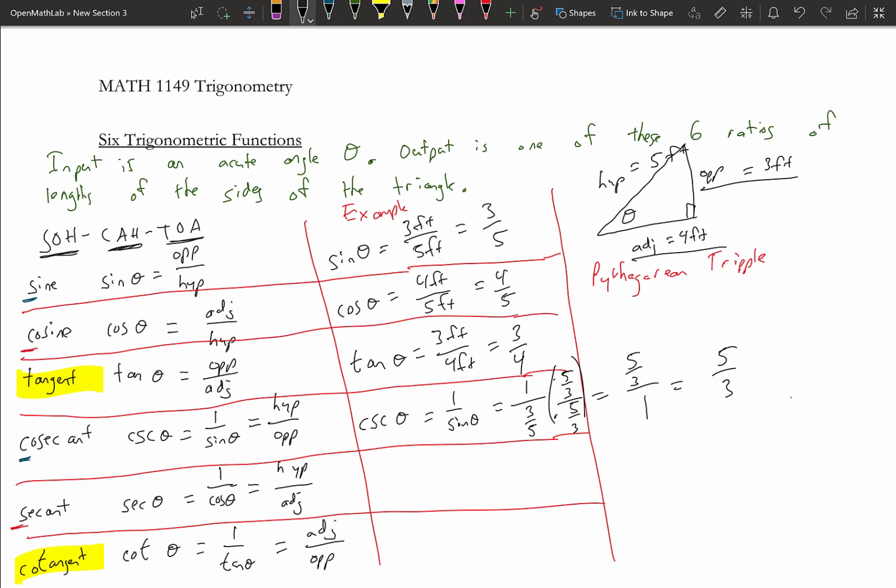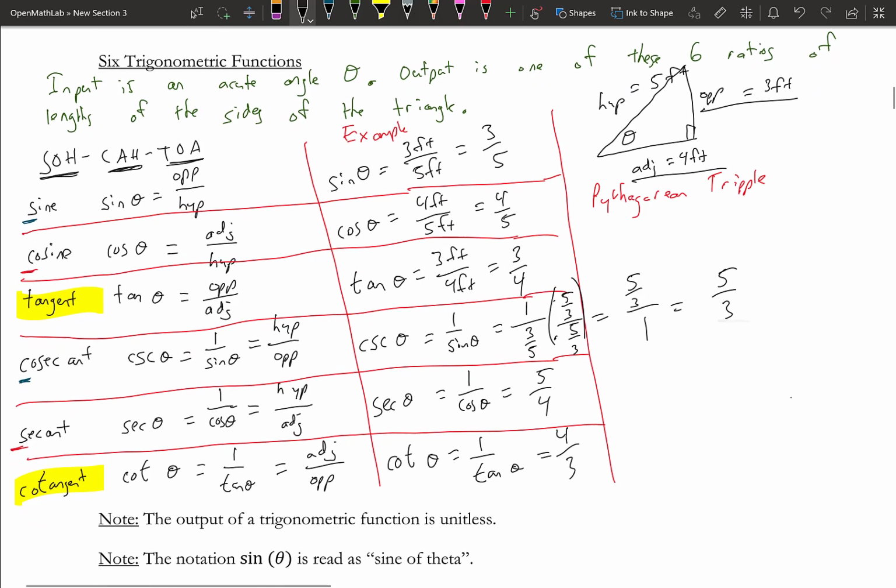Right? So secant of theta is equal to 1 over cosine of theta, right? So that's just the reciprocal, the multiplicative inverse of cosine. So that would be 5/4, right? Just flip it, change the 4 and the 5. And then cotangent of theta would be equal to 1 over tangent of theta, which would be 4/3.